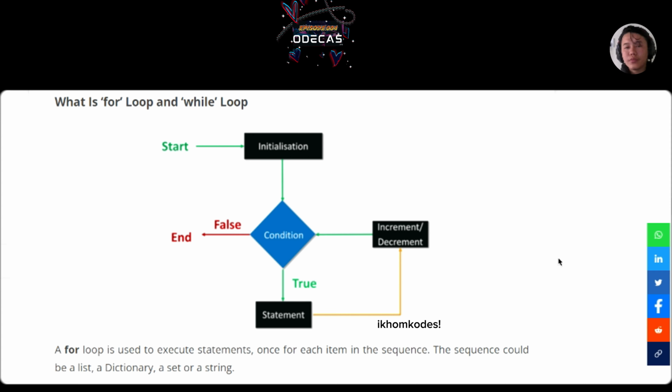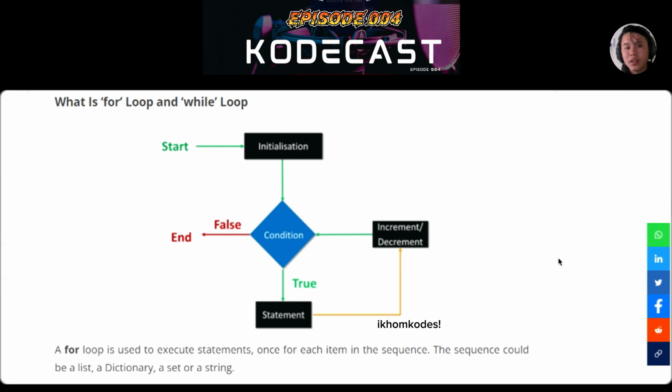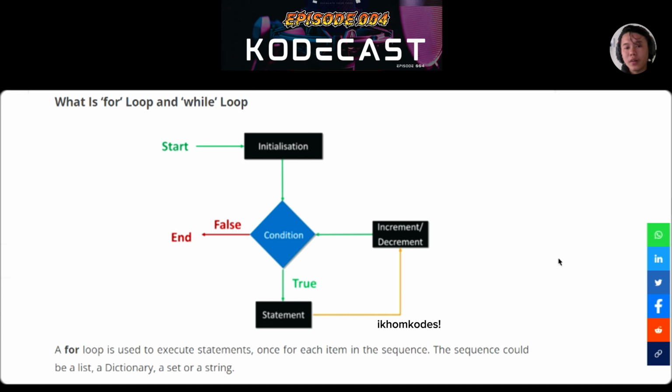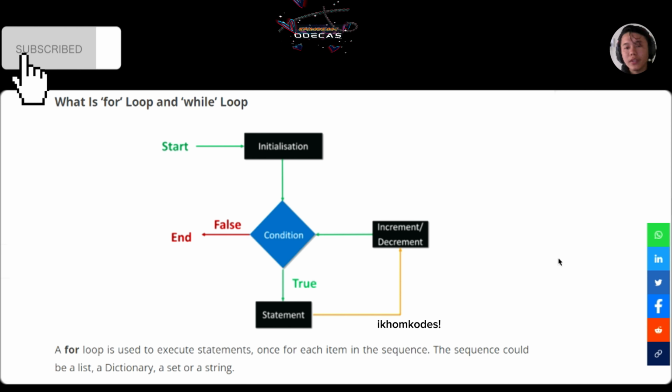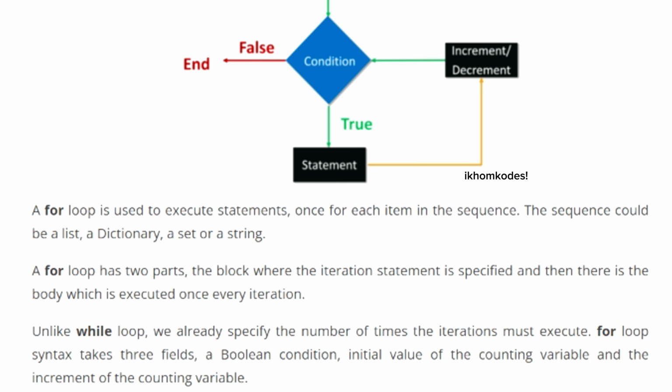A for loop is used to execute statements once for each item in a sequence. The sequence could be a list, a dictionary, a set, or a string. A for loop has two parts: the block where the iteration statement is specified, and the body, which is executed once every iteration. Unlike a while loop, we already specify the number of times the iterations must execute. The for loop syntax takes three fields: a boolean condition, the initial value of the counting variable, and the increment of the counting variable.